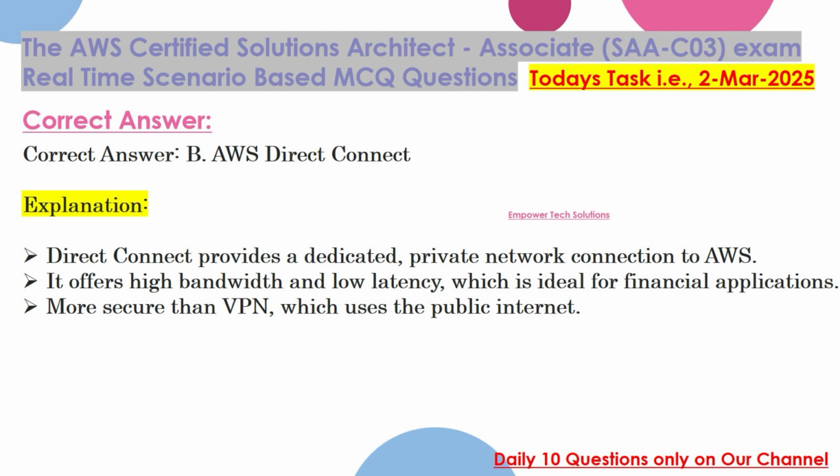Explanation: Direct Connect provides a dedicated, private network connection to AWS. It offers high bandwidth and low latency, which is ideal for financial applications. More secure than VPN, which uses the public internet.